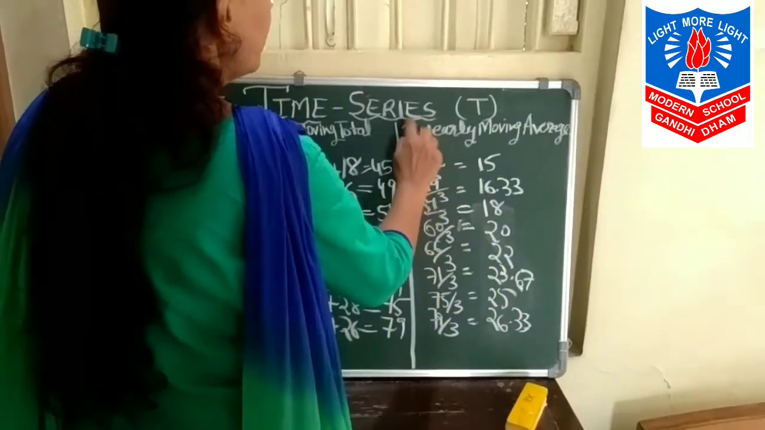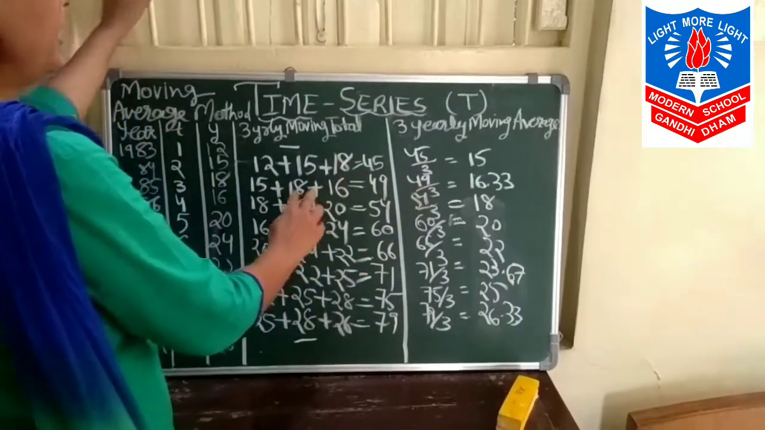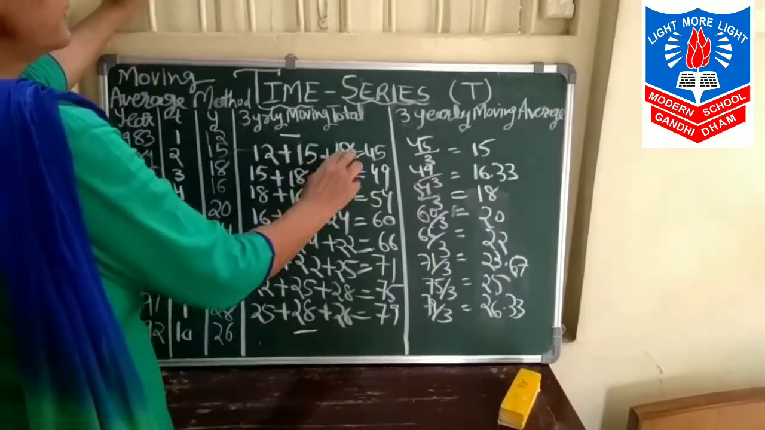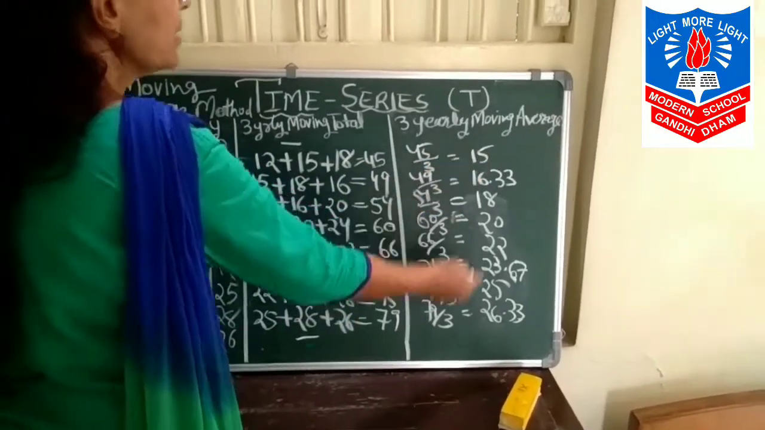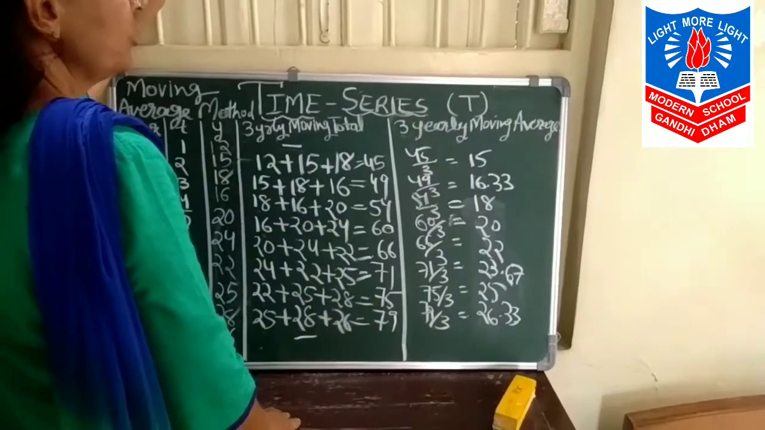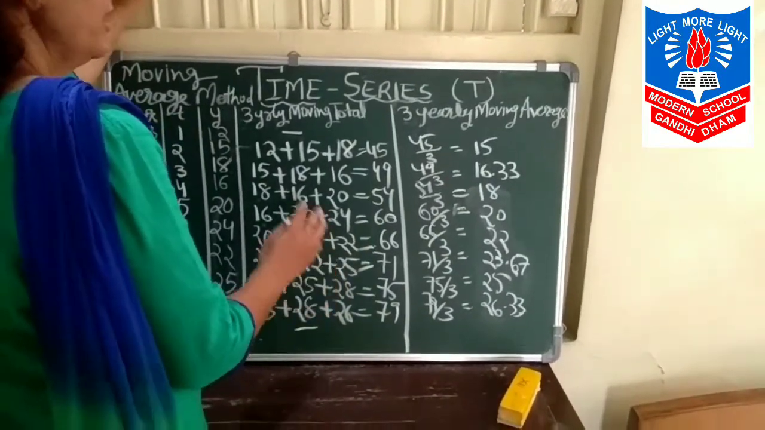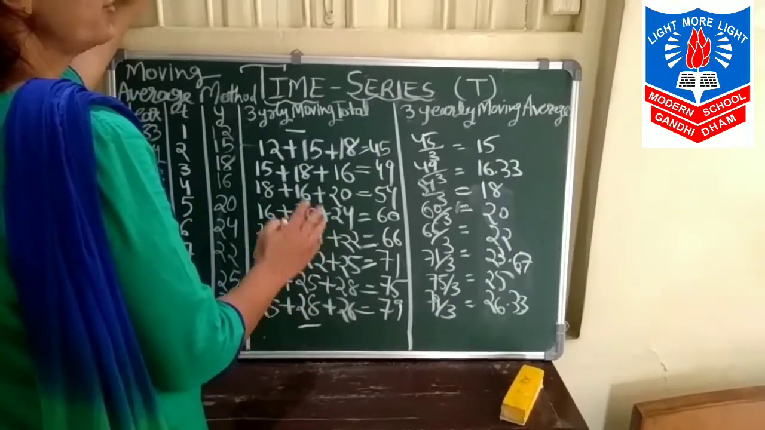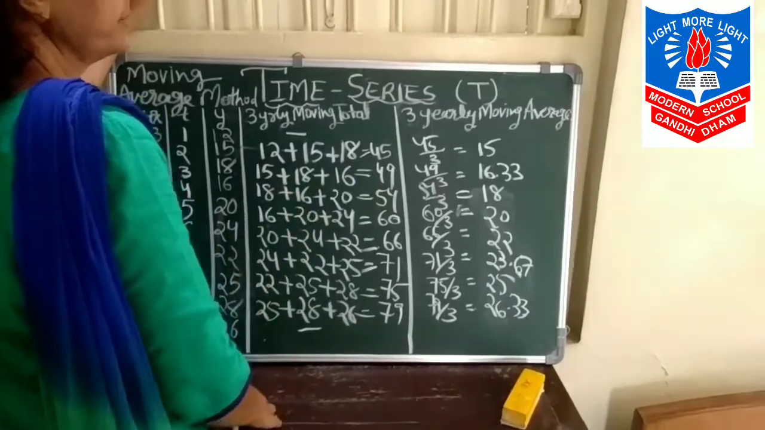Because these are 3 year averages, we find the 3 year totals and then we divide by 3, so we find the averages. So these are simple calculations. If you do them without calculation mistakes, you will get full 5 marks for this answer.